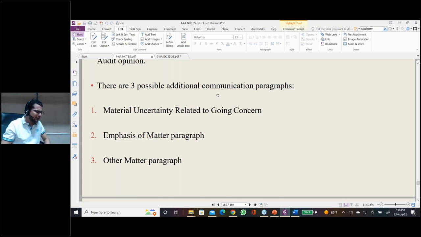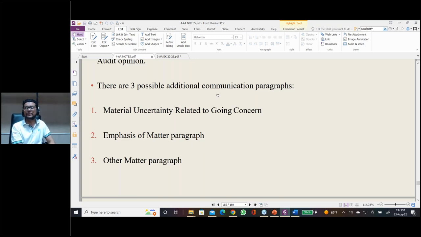Now, what's material uncertainty related to going concern? It means you want to highlight an uncertainty related to going concern, and that uncertainty is well quantified and well disclosed by the client within the financial statements. So considering the financial statements are reflecting a true and fair view, you can't complain about it. You can't modify the opinion. So your opinion is true and fair, but you want to highlight that particular adjustment or situation or disclosure. So you are going to use a paragraph called MURGC.